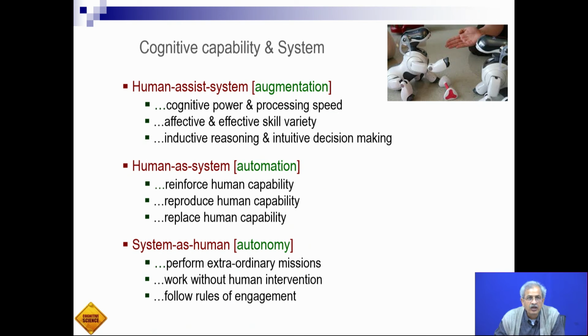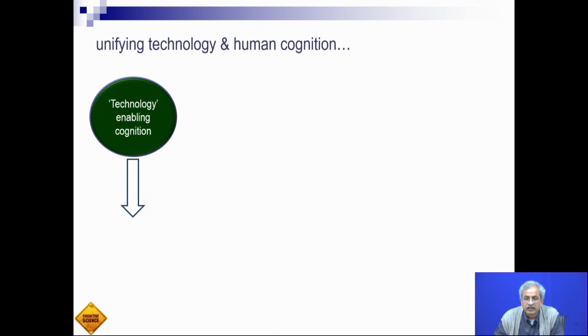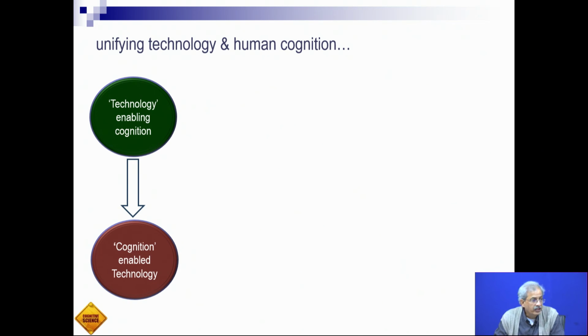So our final goal is to get a certain form of autonomy where such kinds of warfare could be fought. Therefore, we would like to unify technology with human cognition. That is, we will move from technology enabling cognition to cognition enabling technology, that is, human as system to system as human. And in order to do that, I have decided that the people sitting here, who are really working towards that front, can move through 5 different steps.